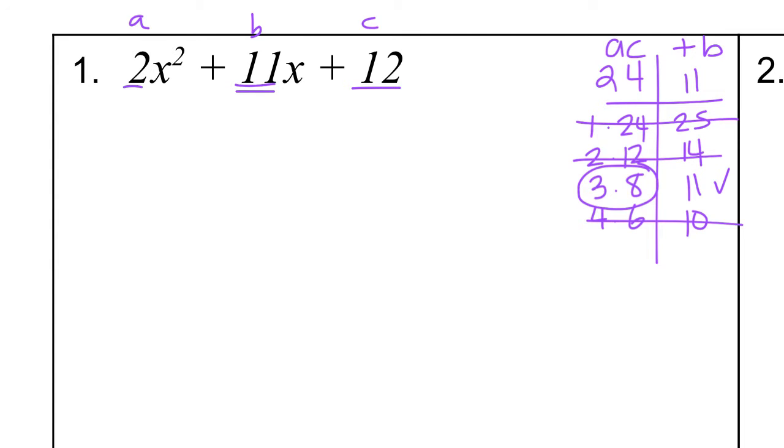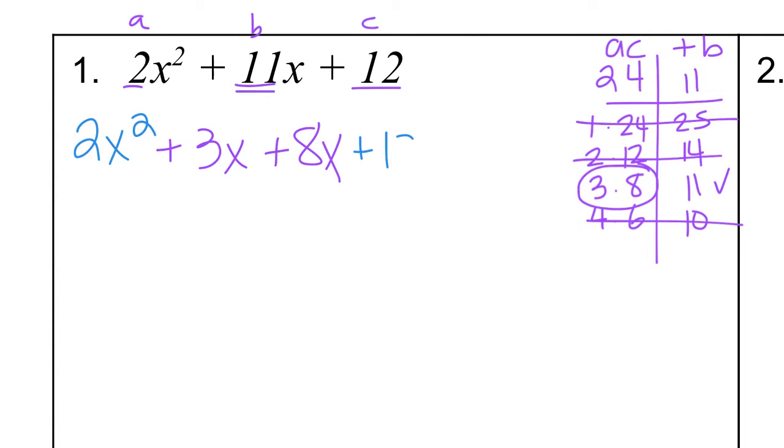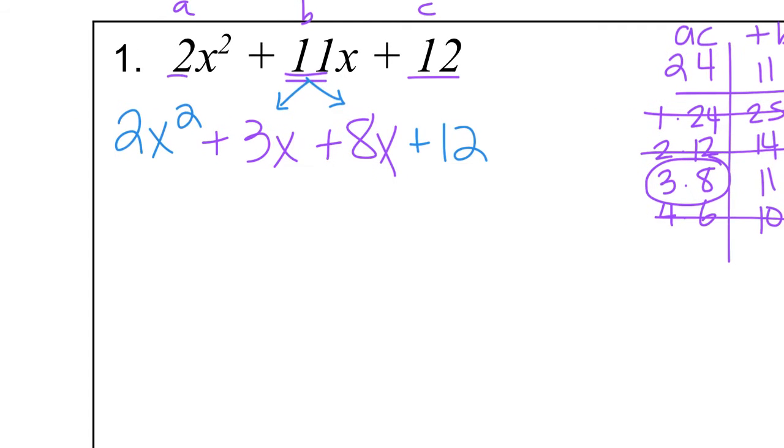So let's rewrite this polynomial as 2x squared plus 3x plus 8x plus 12. So you'll notice that that 11 got split up into positive 3 and positive 8. So now we cut that polynomial in half, right down the middle. And let's look at these first two terms. What do they have in common?